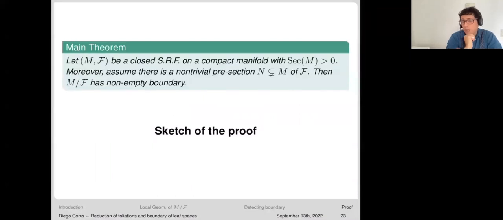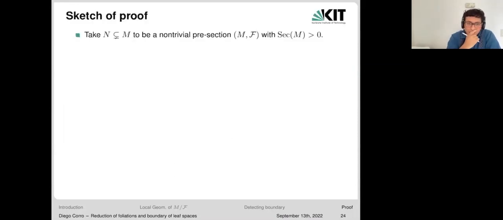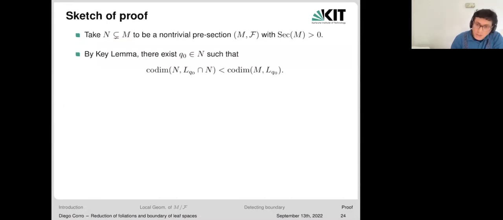So with this key lemma, we can now prove our main theorem, which is again saying that for a closed singular Riemannian foliation on a compact manifold with positive sectional curvature, if we have a non-trivial presection, then the leaf space has non-empty boundary. And we take our non-trivial presection and denote it by N. Then by the key lemma, there must exist some point Q0 in N where the relative codimension drops, meaning that the codimension of the leaf in F prime through Q0 must be less than the codimension of the leaf of Q0 in M.